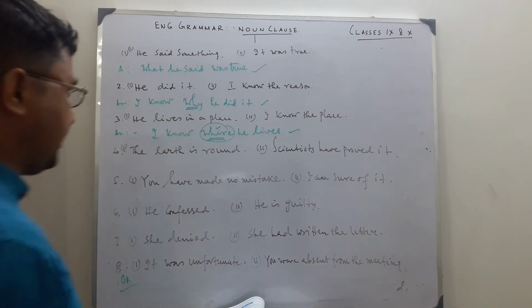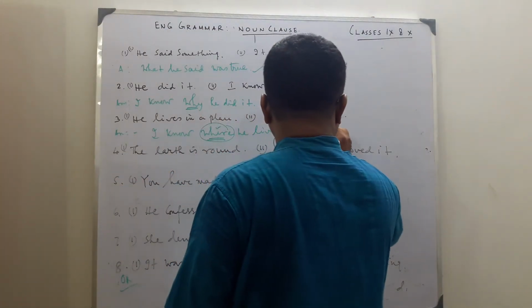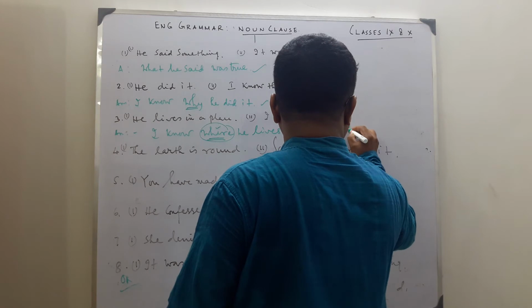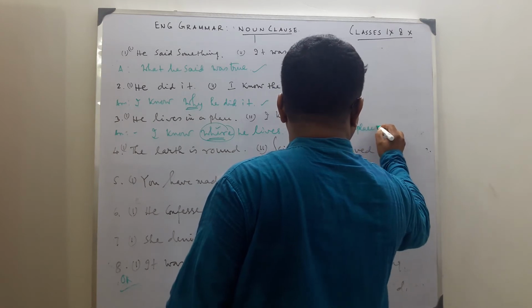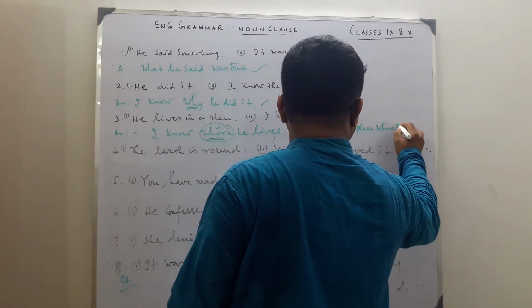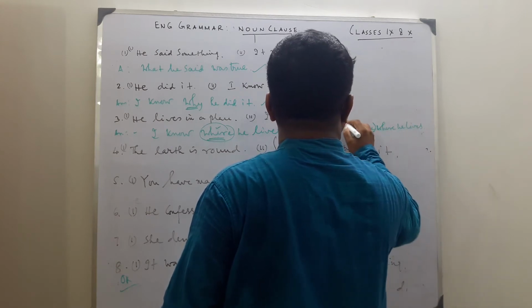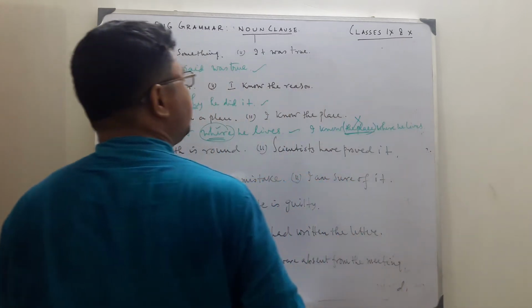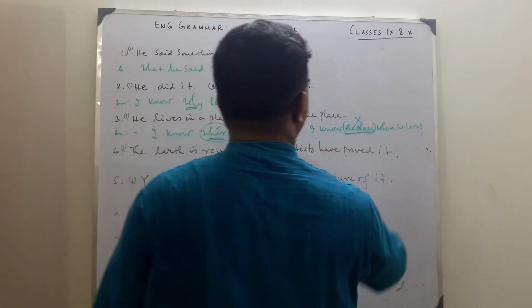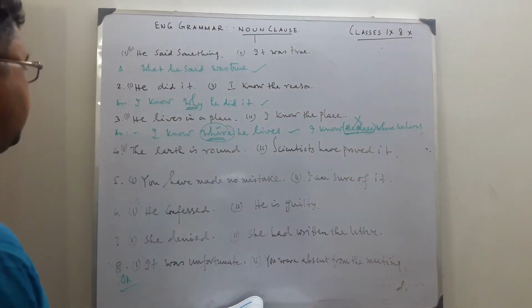You can write, I know the place where he lives. So in the case of a noun clause, there is no need to write the place. No need to write the place. I know where he lives.